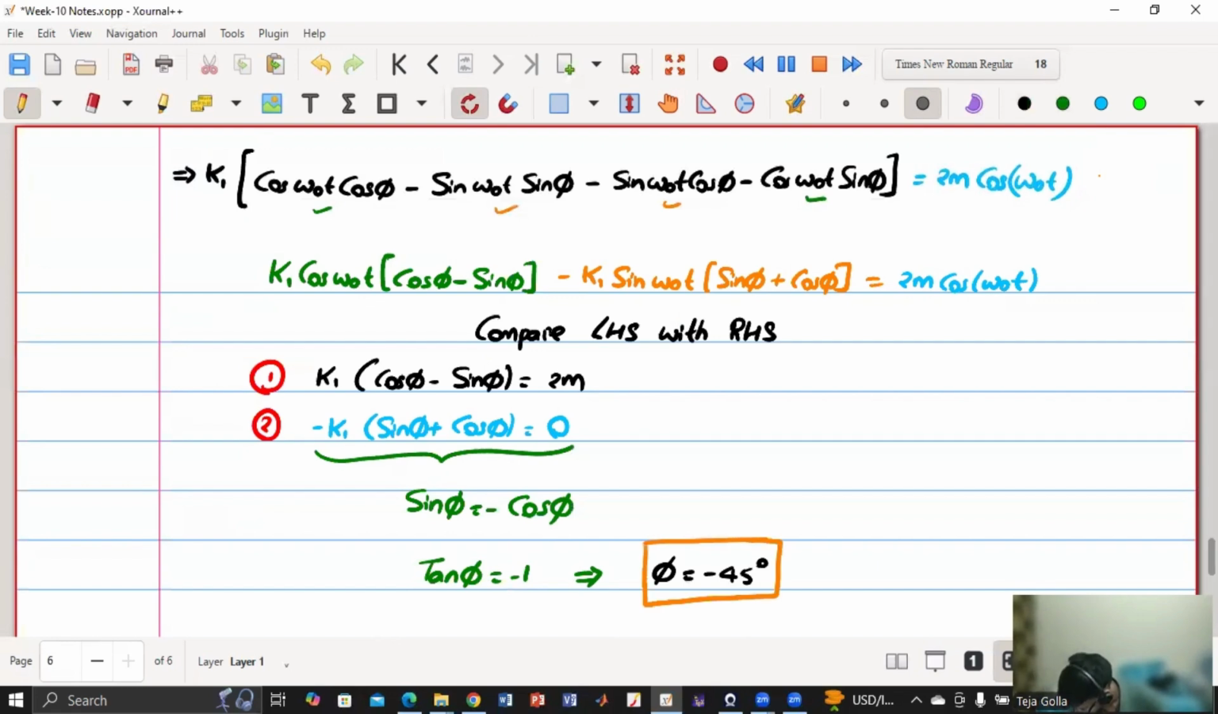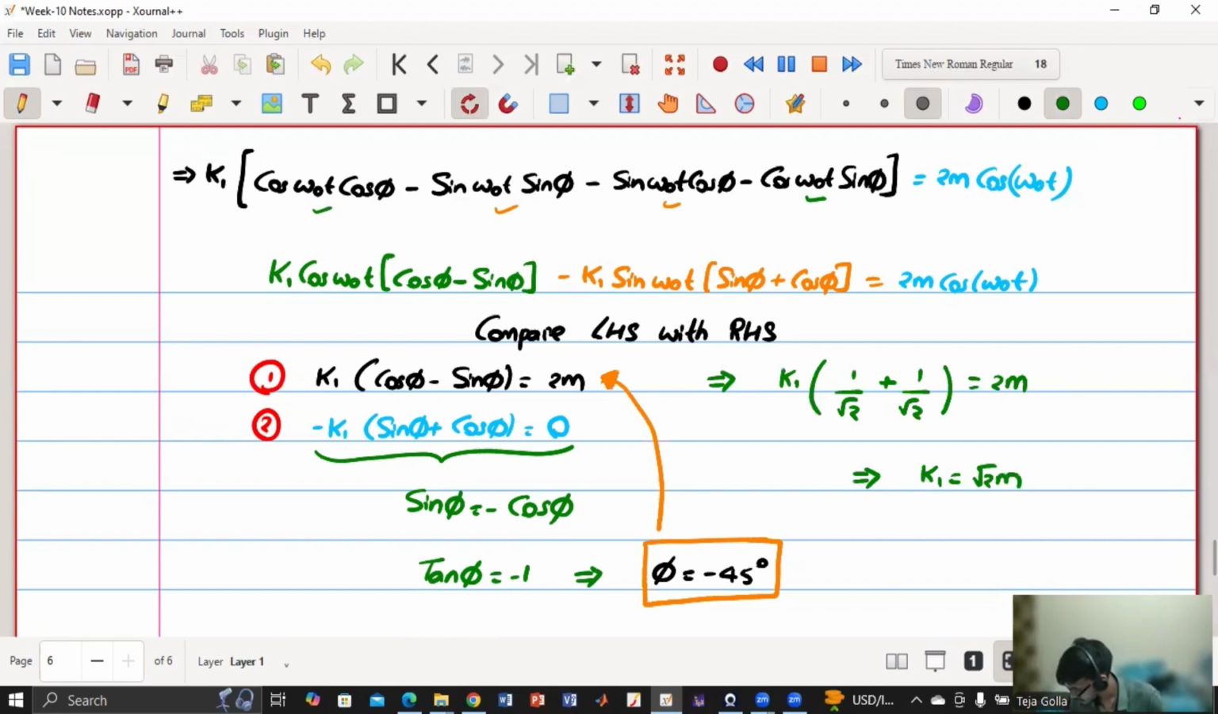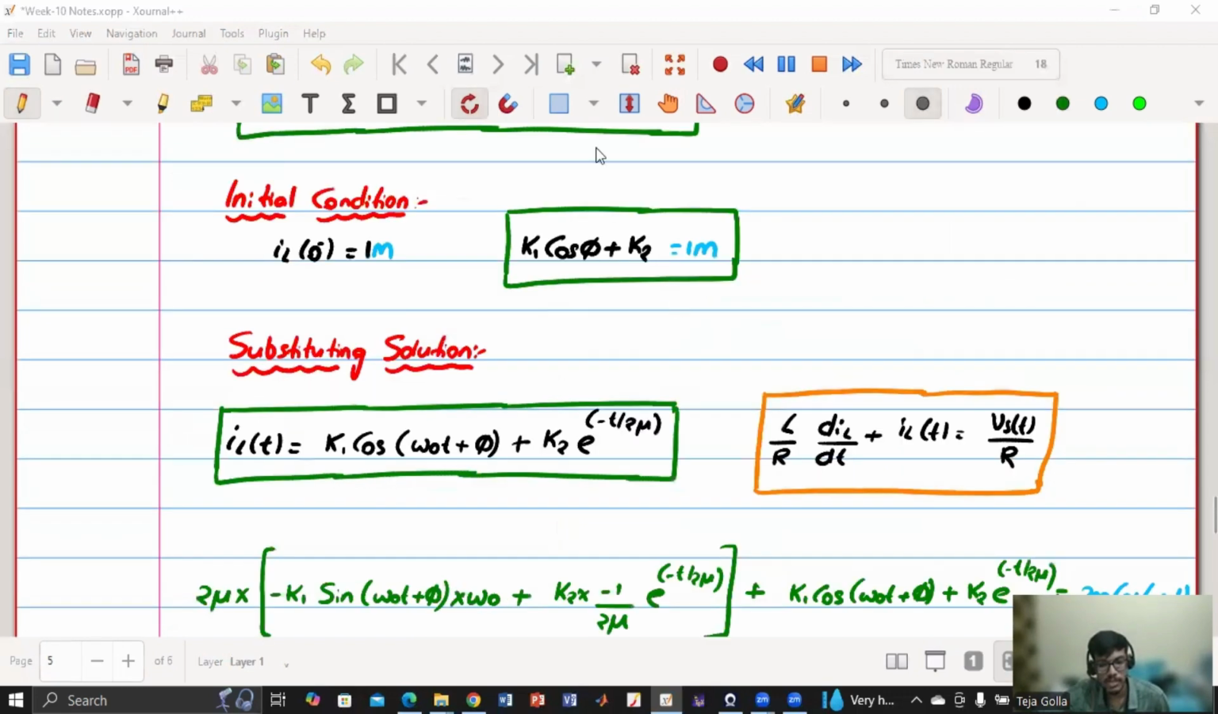So now whatever phi you got, substitute in this expression. So we have k1 into cos of minus 45, which is 1 by root 2, and this minus 1 by root 2 is equal to 2 milli. So what will be the value of k1? K1 will be 2 by root 2, the 2 cancels, root 2 times milli, right? Agree? Yes. Okay. So now let us go back and see there is one more expression that we got here.